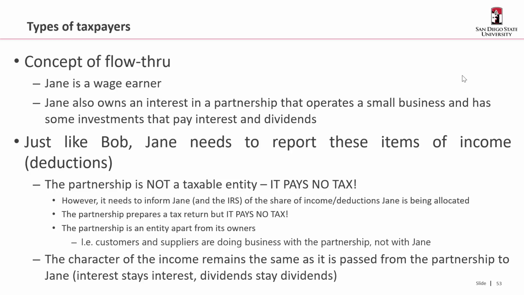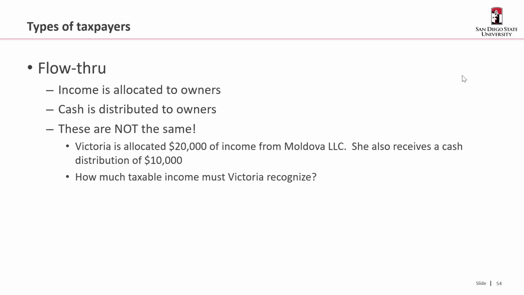That partnership is an entity apart from its owners. So that means that customers and suppliers are doing business with the partnership, not directly with Jane. The character of that income remains the same and is passed from the partnership to Jane. So if the partnership earns interest, it allocates a portion of that interest to Jane, and Jane treats it as interest. If the partnership generates dividends, then it allocates a portion of those dividends to Jane, and Jane treats it as dividends. If the partnership generated capital gains, the same. It will report them to Jane as capital gains.